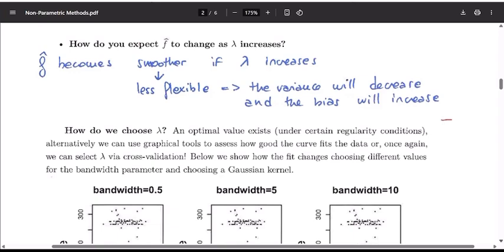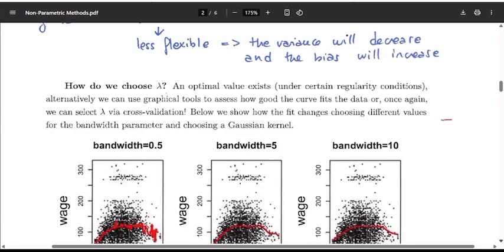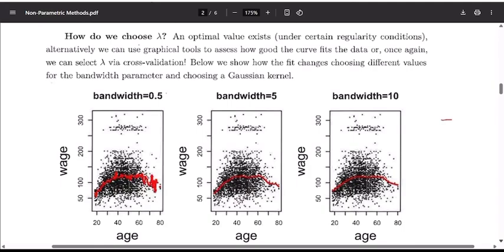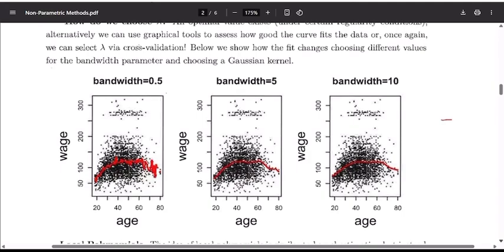Now, I want to test this. Take a look at this. Okay, we can use cross validation. Depending on the kernel you are using, right here I'm using a Gaussian kernel, for when lambda is 0.5, when lambda is 5, and when lambda is 10.